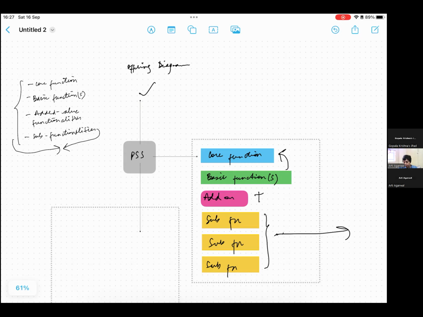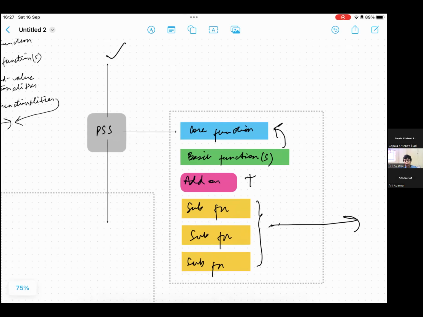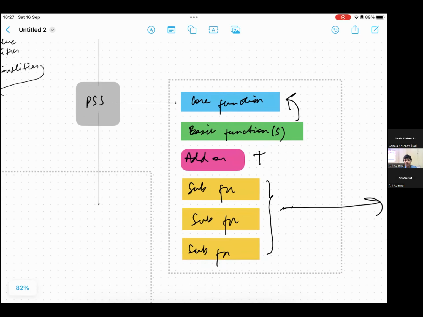When you're talking about a system, we're not talking about just the core function. There are basic functions, but there are also add-ons and sub-functions. Sub-functions are kind of like how the product is going to get distributed, how, say it is pay-per-use, how are you going to meter that? Or if it is a shared thing, then how are you going to share resources?